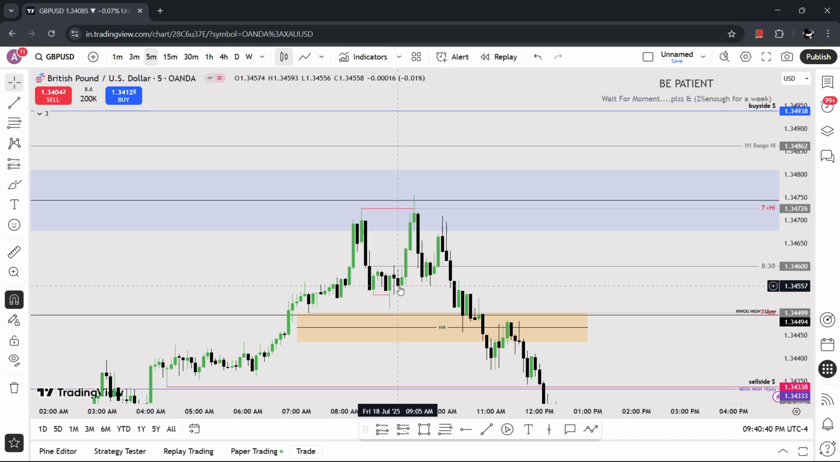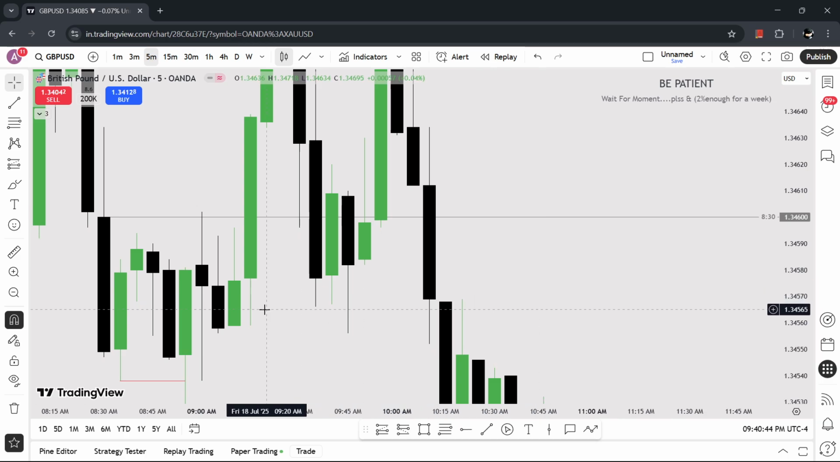You have a liquidity sweep up here. Just look at it, you can see that this low was taken. This low was not taken. Sorry, here this low was taken, right? So that's enough.